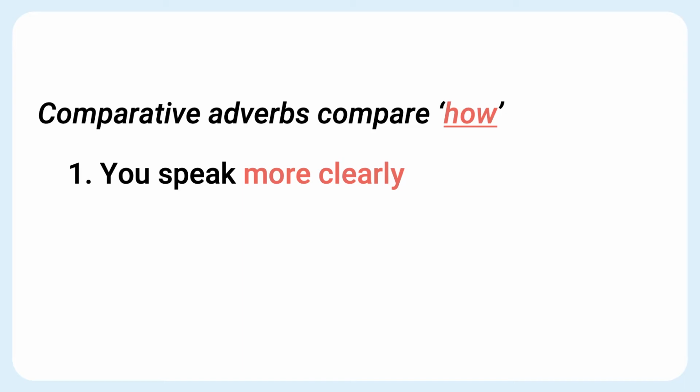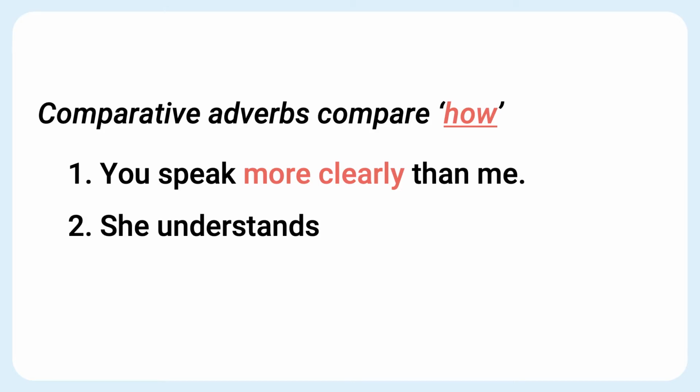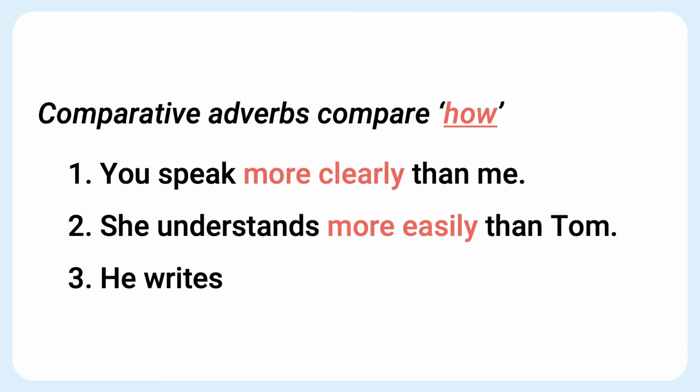And if we're going to compare something, we need 2 things to compare. So you speak more clearly than me. Make sure you pay attention to the word than. Number 2, she understands. How does she understand? Well, she understands easily. What about if we make it a comparative adverb? Well, she understands more easily than Tom. Number 3, he writes. How does he write? He writes quickly. And if we're comparing 2 people, he writes more quickly than Joe.